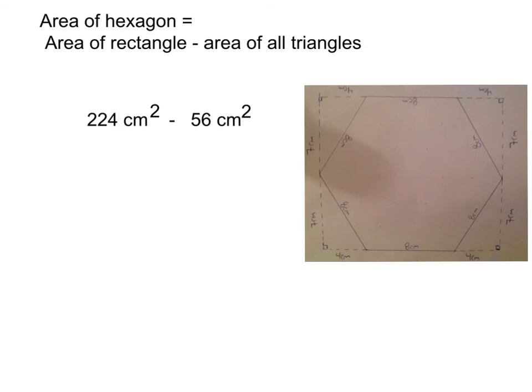So we take the area of the rectangle minus the area of all triangles to find the area of the hexagon. And the area of the hexagon will be 224 centimeters squared minus 56 centimeters squared. That gives us 168 centimeters squared, and that's the area of the hexagon.